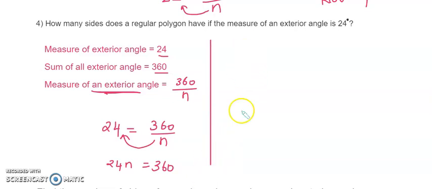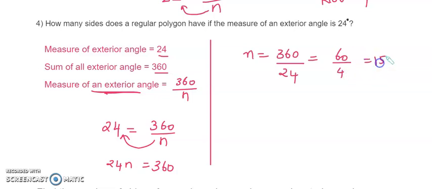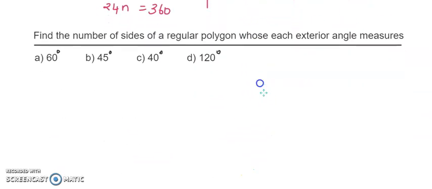So we'll get n is equal to 360 by 24. Both go in the table of 6. So 60 by 4, which is equal to 15. So the number of sides of the regular polygon is 15, whose one exterior angle is equal to 24, right?